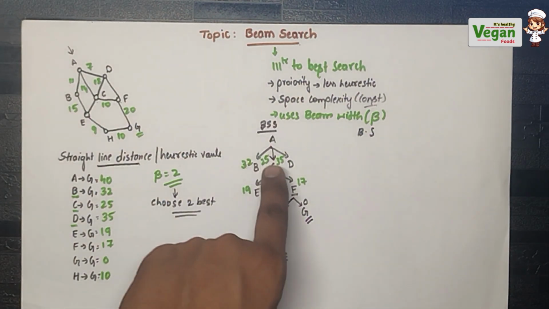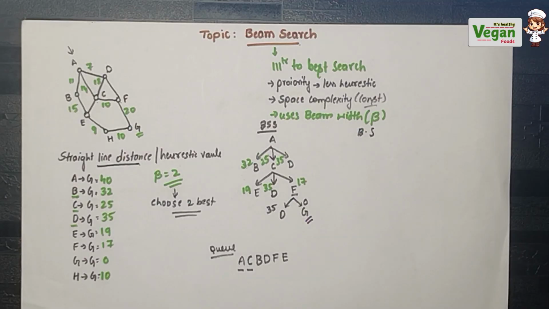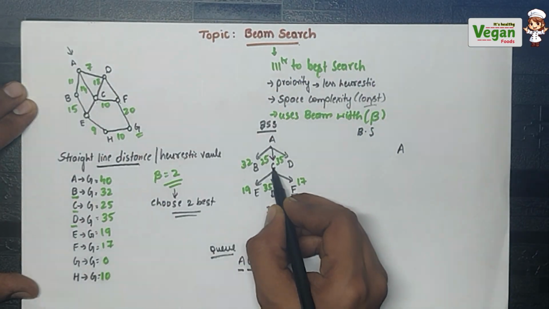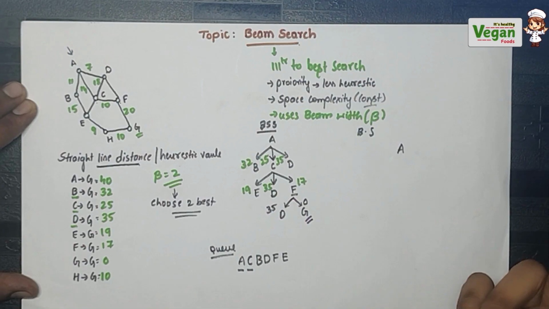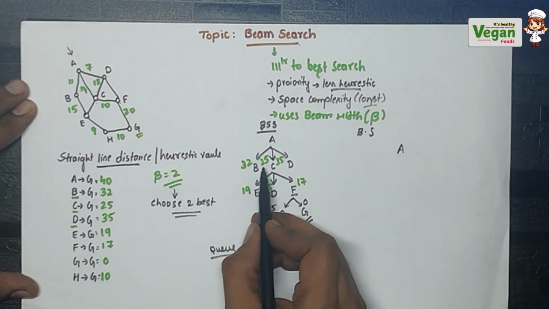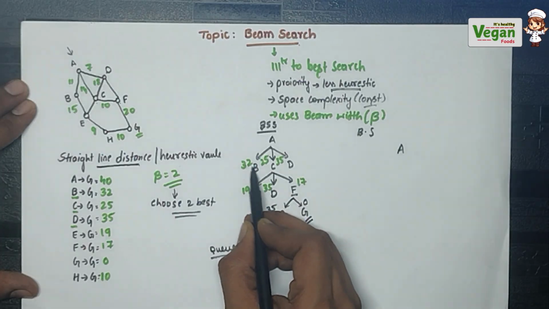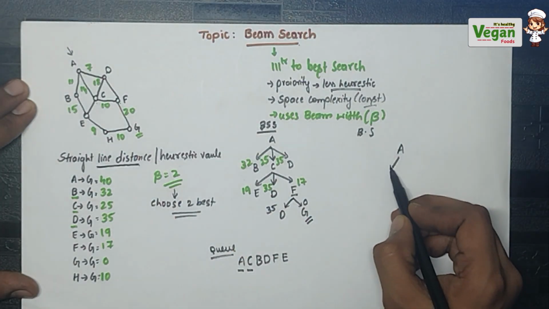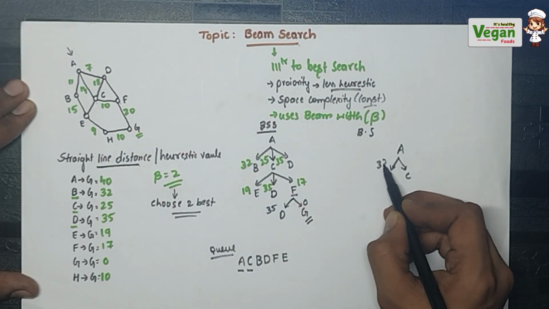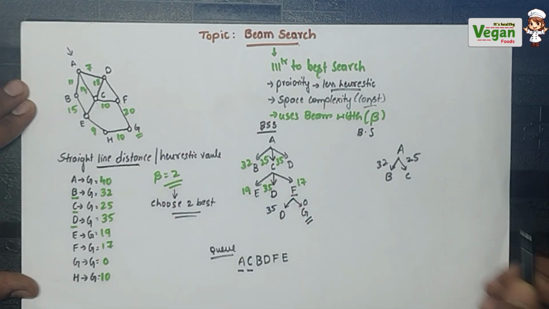Here we are having three possible paths from A. We must choose two possible best paths. From A you can go to B, C, D. We must choose only two now. Which will you choose? The ones having less heuristic value: 25 for C and 32 for B. So I will select B and C.